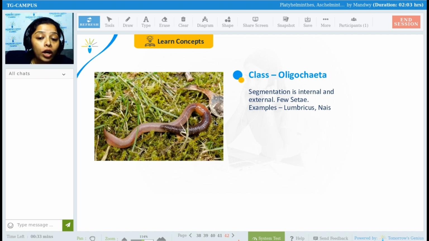So Oligochaeta are those organisms which are segmented externally and internally both, but not all members of this class will have setae. Some will have setae and some will not. For example, earthworm, they don't have setae. The examples are Lumbricus, earthworm.